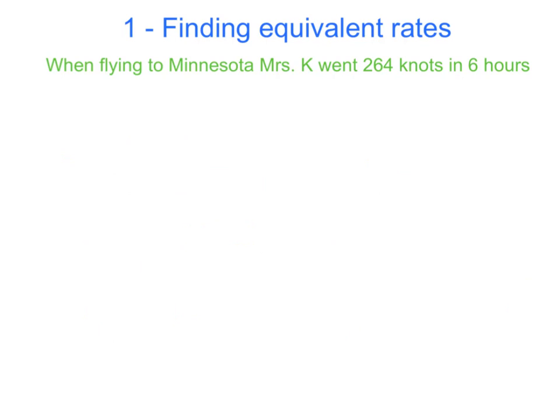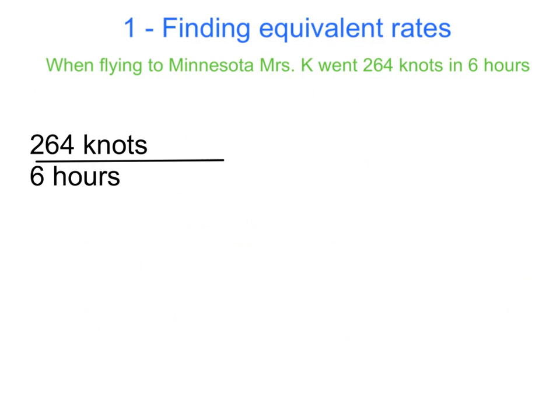So for our first example, when flying to Minnesota, Mrs. K went 264 nautical knots in 6 hours. Nautical knots are a way to find the speed of an airplane. So if we wrote this as a rate, we would have 264 knots over 6 hours.